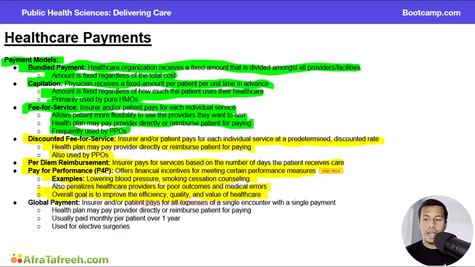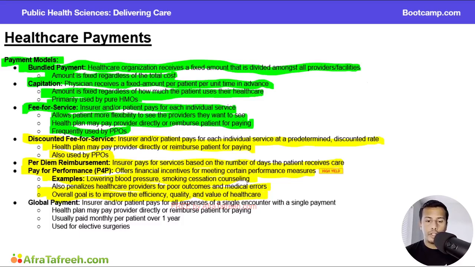The other issue is that physicians disagree with some of these performance measures. And in certain areas, they think that they are difficult to achieve or they're unreasonable. There are a lot of different performance measures out there. I know I gave lowering blood pressure and smoking cessation in this example, but there are a lot of more specific ones that a lot of physicians feel are unreasonable for them to be trying to achieve.